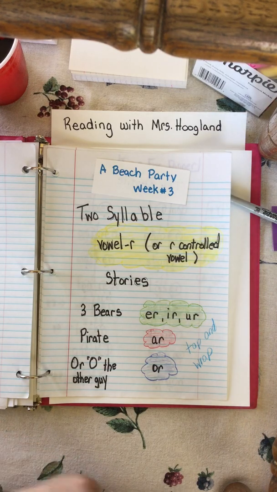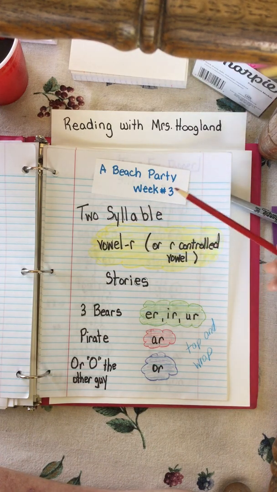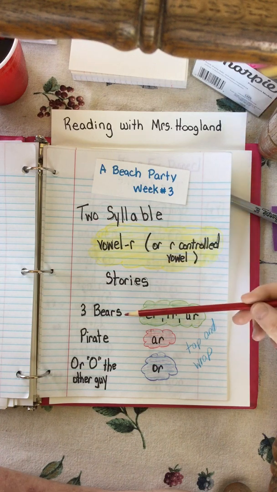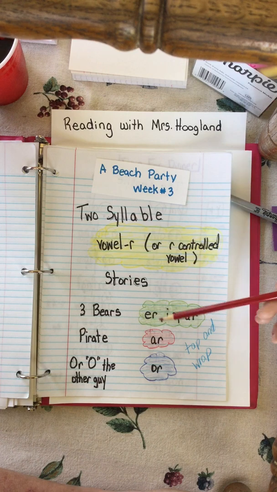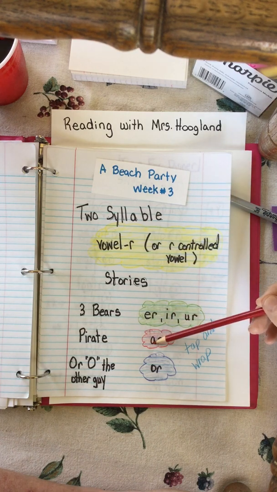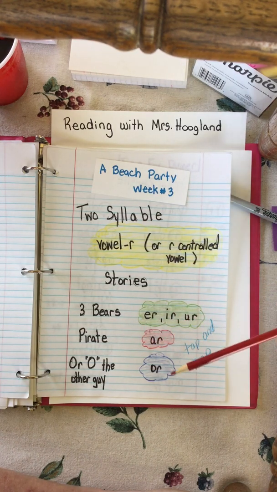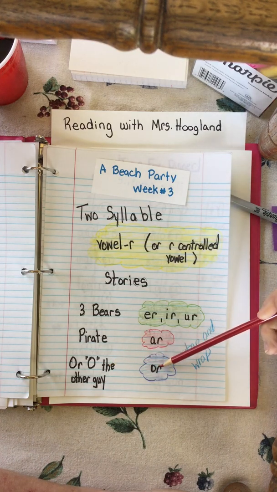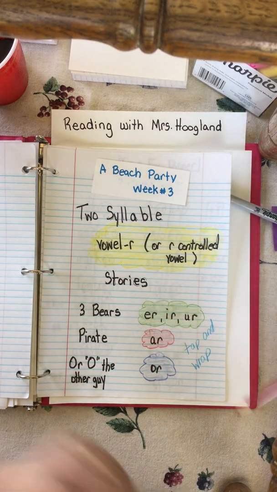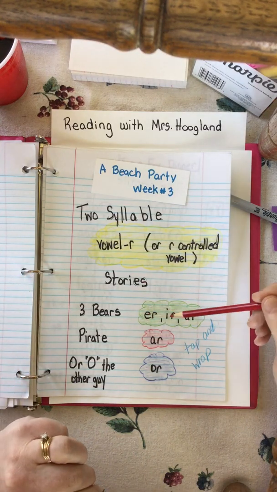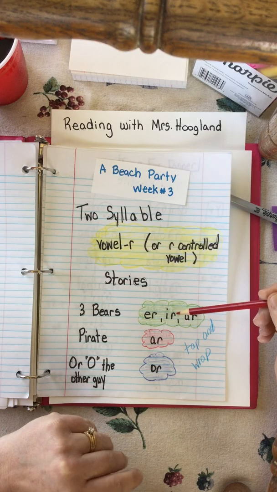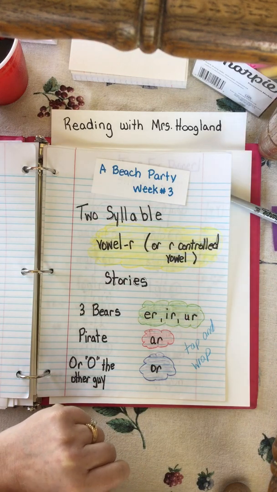What we're going to do today is a two-syllable vowel R, or R-controlled, lesson. The story is called The Beach Party. It's week number 3. We have 3 classifications, or 3 groupings, of R-controlled vowels. Since we only have 5 vowels, we have one that has the pirate who says R, the O who says or, and then we have what I call the 3 bears. Bears go: we have the ER of her, the IR of first, and the UR of nurse.